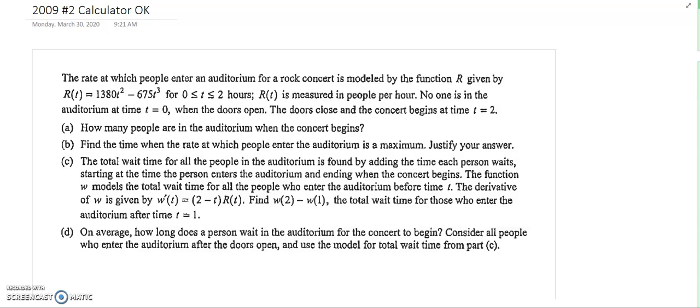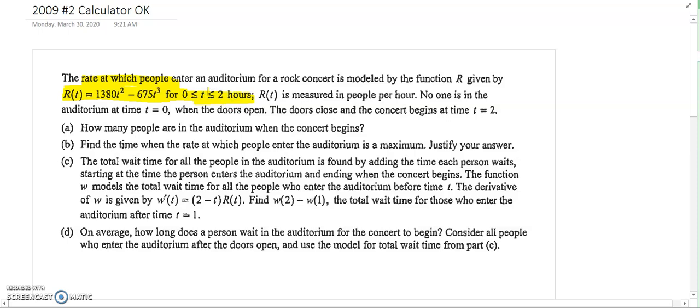So things you need to pay attention to. I am given a rate. I always want to pay attention to whether I'm given a rate or a total amount, or what that given equation is representing. And in this case, it's a rate of people entering into a concert. And this rate is only good for this particular time period. So those are things we want to pay attention to.